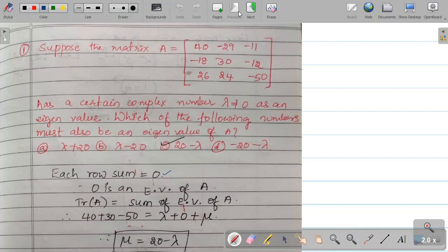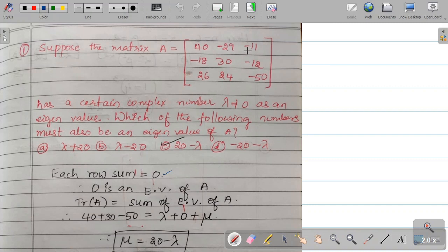Hello everyone. In this video, I'll solve 10 questions of linear algebra. Let us take up the first question. Suppose the matrix A, this is the given matrix, has a certain complex number lambda not equal to 0 as an eigenvalue. So one of the eigenvalues is given, that is lambda. Which of the following numbers must also be an eigenvalue of the given matrix A?